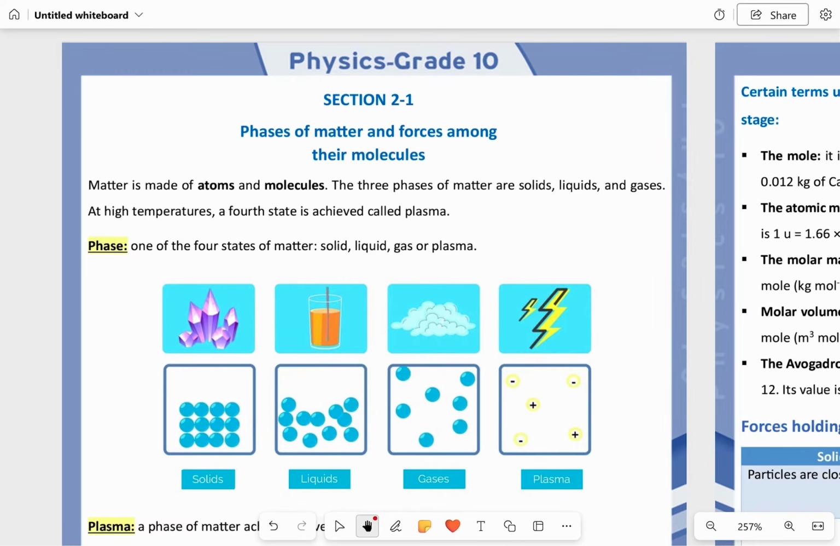In this video we'll be starting chapter 2. Chapter 2 is about strength of solids. Now we have section 1, phases of matter and forces among their molecules.